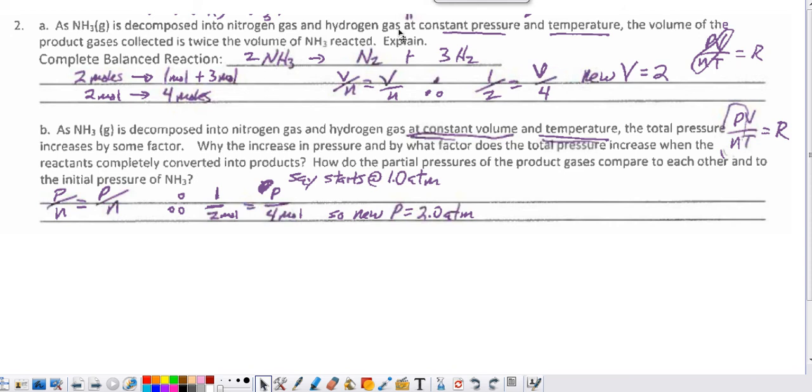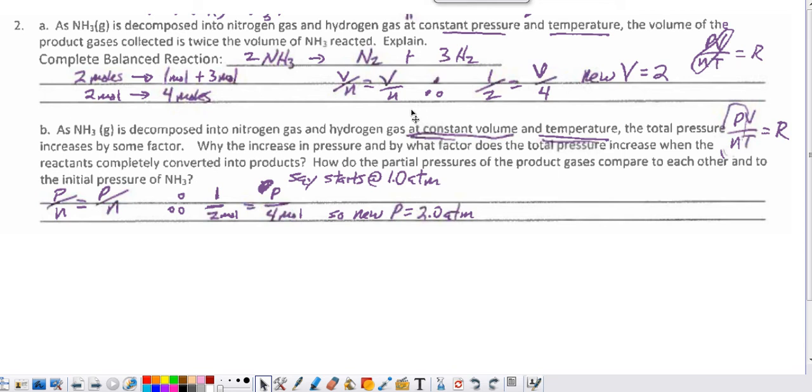In A, it says that the nitrogen and hydrogen gas are at constant pressure and temperature. So the temperature and the pressure don't matter. So I wrote my ideal gas law over here. PV over NT equals R. And since the pressure and the temperature don't matter, it's all about the volume and the moles.